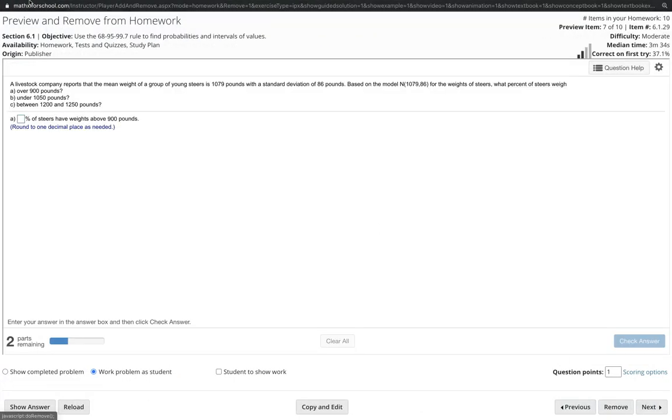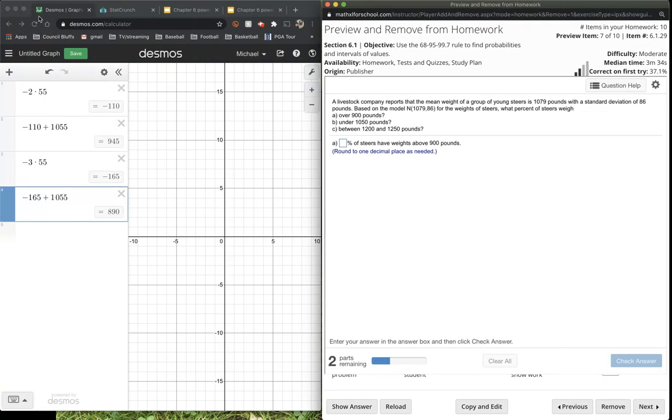So next question. Okay. A livestock company reports that the mean weight of a group of young steers is 1,079 pounds with a standard deviation of 86 pounds. Based on the normal model for the weights of steers, what percent of steers weigh? And there are 3 answers here.